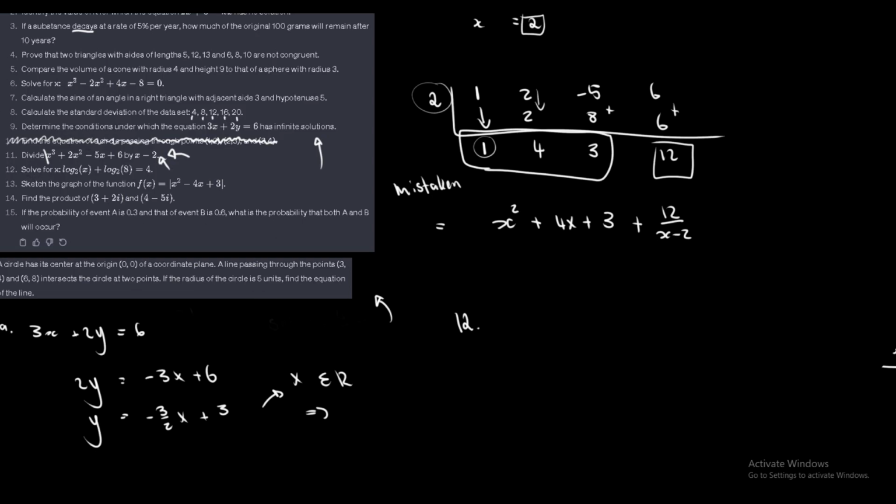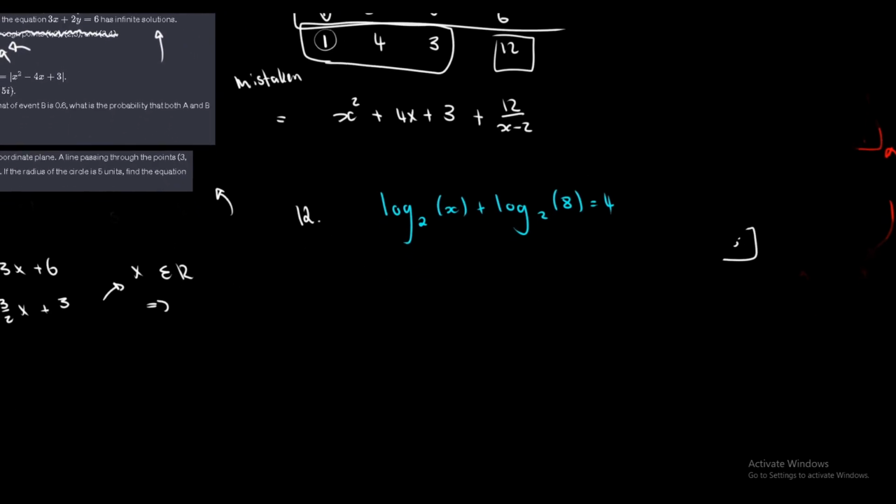Let's get the next one. So I have number 12, solving log problems. Ooh, my favorite. So log base 2 of x plus log base 2 of 8 is equal to 4. Okay, so you need to know some log properties here to solve this one. If we see an addition of logs, it means multiply. So log base 2, these terms multiply, so it's going to be 8x is equal to 4.